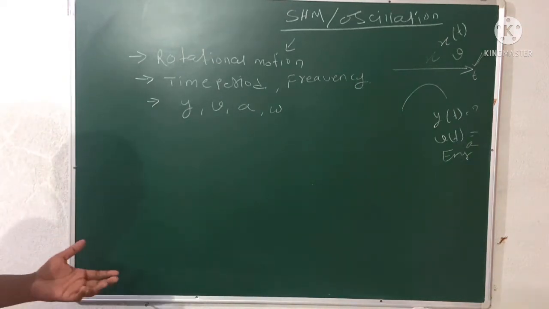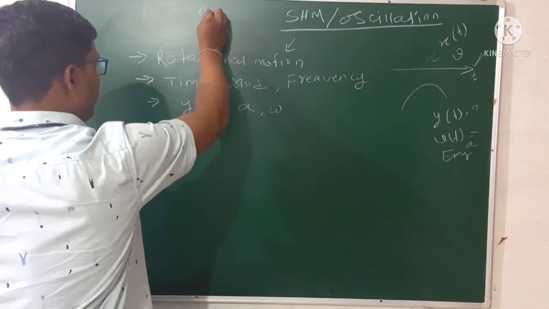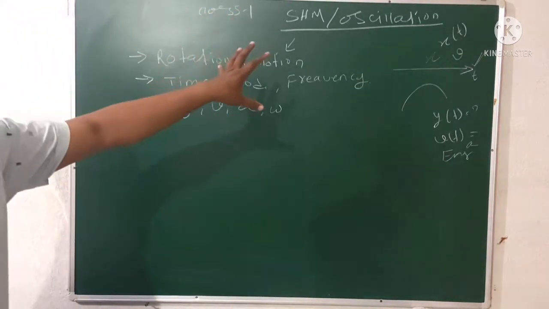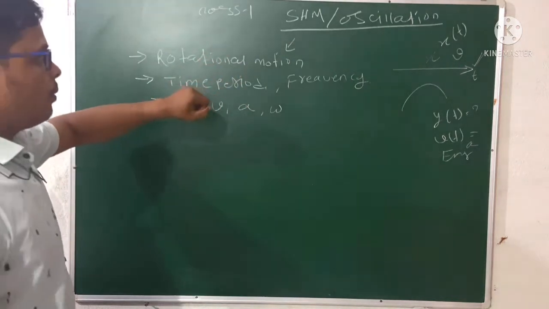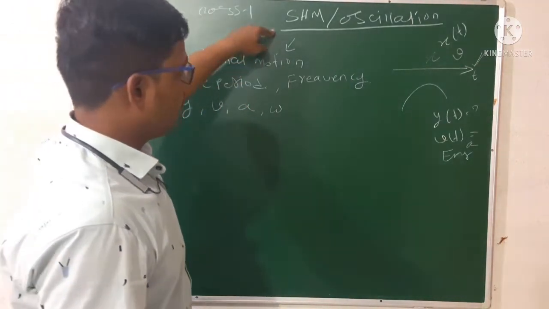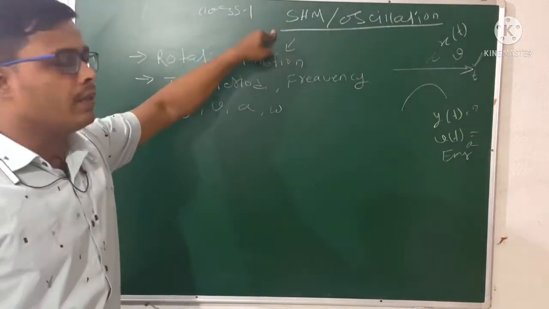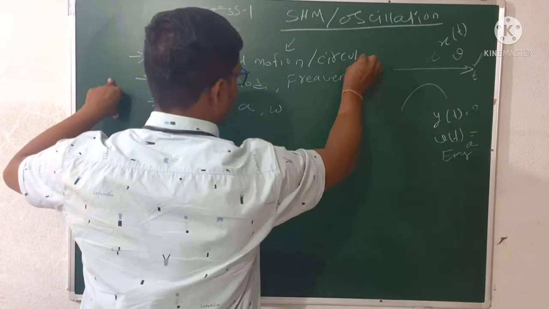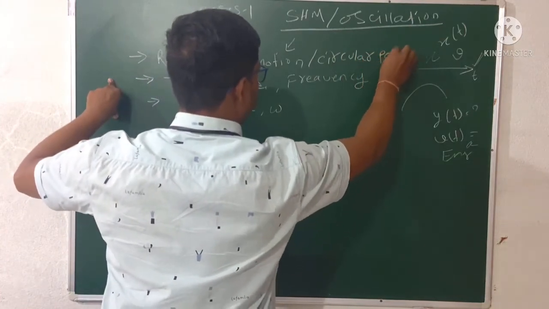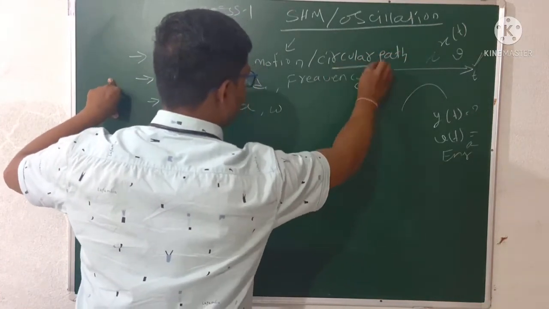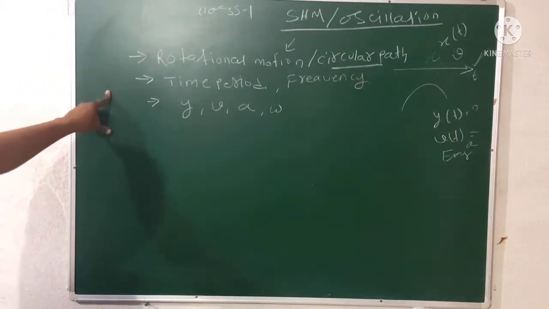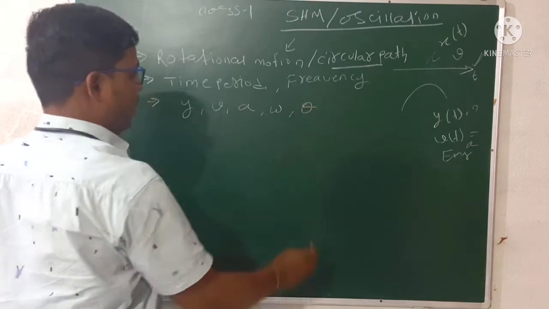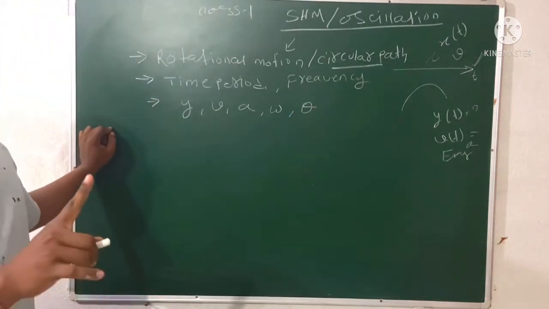So in the first class we will discuss these things. Simple harmonic motion is simply a rotational motion, but remember, we will discuss it in a circular path motion. Okay, so rotational motion or circular path. We will consider the path as a circular path, and we will discuss the position in this circular path. One more parameter is also required, that is the angle, because in a circular motion the angle is changing.